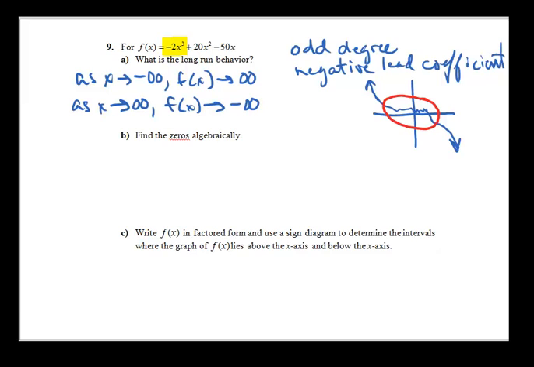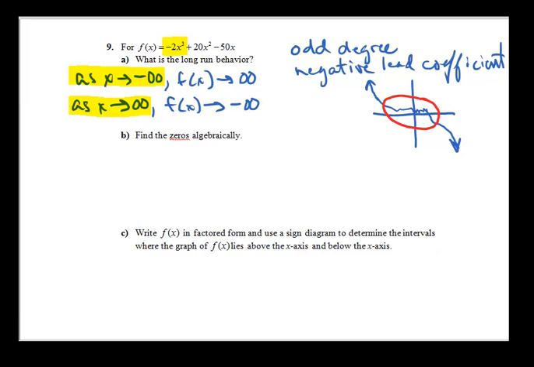Whenever they ask you for long run behavior, you immediately write these two statements down: as x goes to negative infinity, and as x goes to positive infinity. That's what long run behavior means. What happens as x goes to the left, and what happens as x goes to the right. And then you just fill in what it does. In this case, it goes up to the left, down to the right.